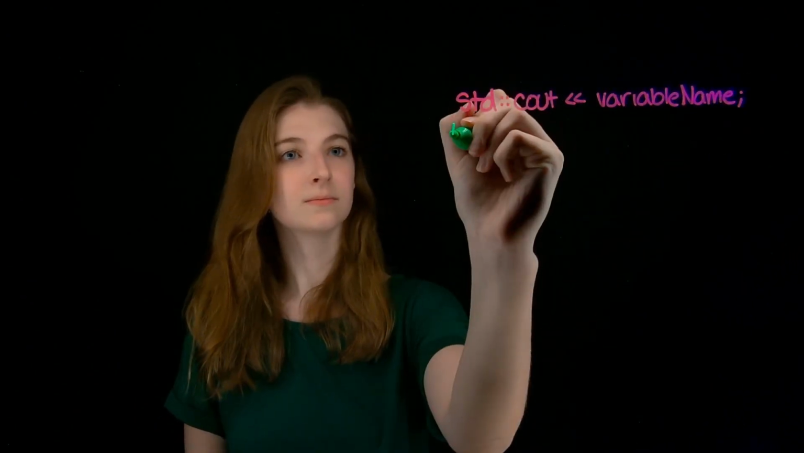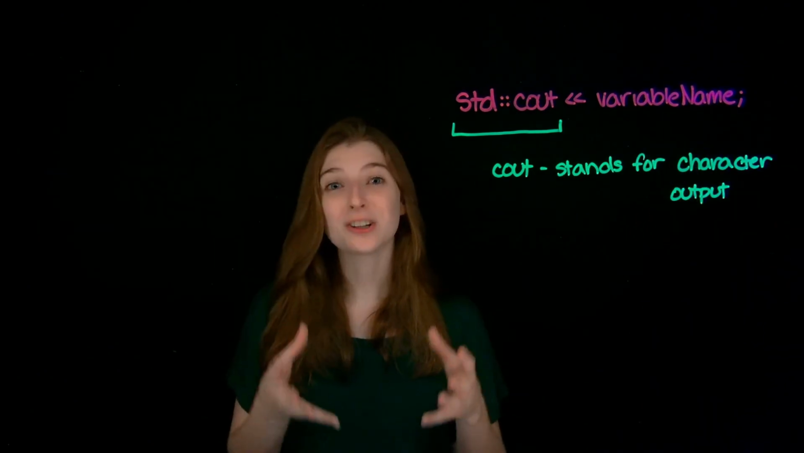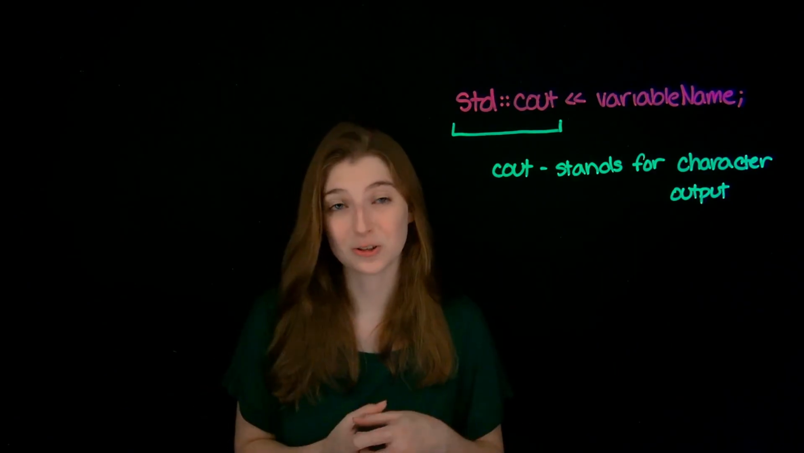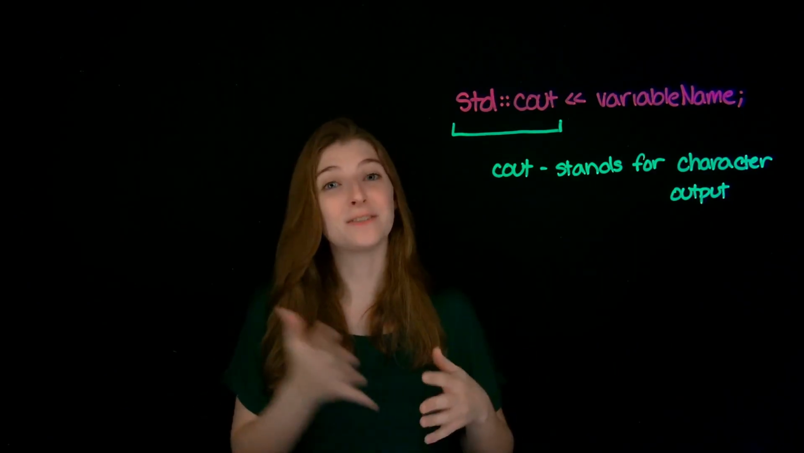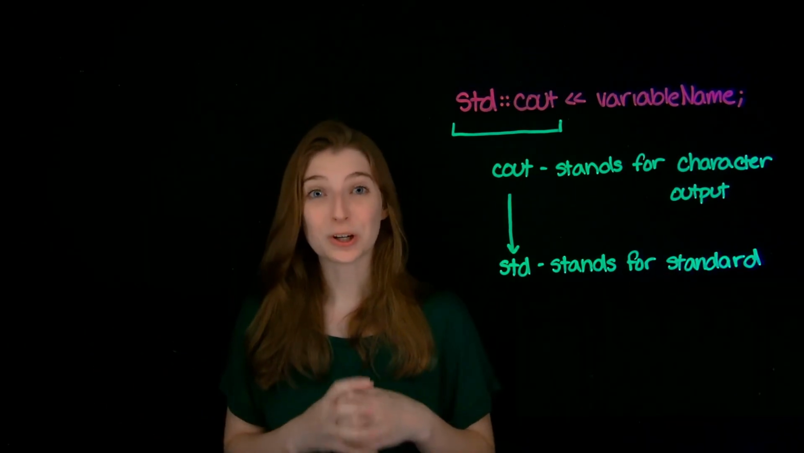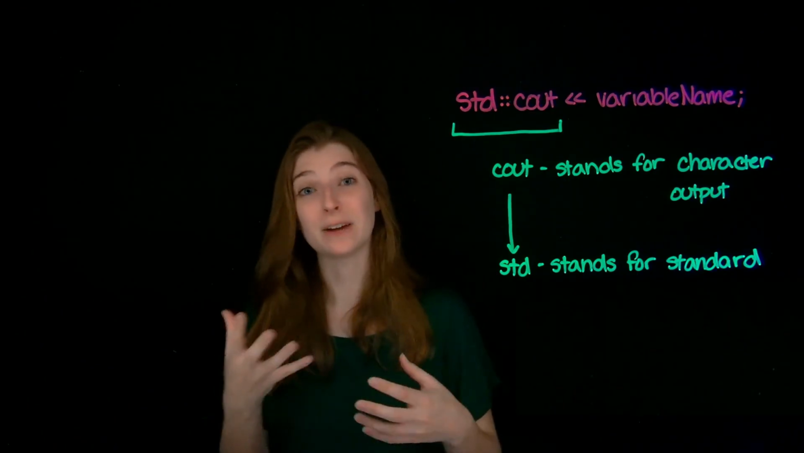The first thing we're going over is std::cout. cout stands for character output. It's the standard console output stream that we use to send text and values to the console. But cout lives inside of std, which stands for standard. Think of it like a file in a folder on your computer. In order to open this specific file, we have to open that folder first.